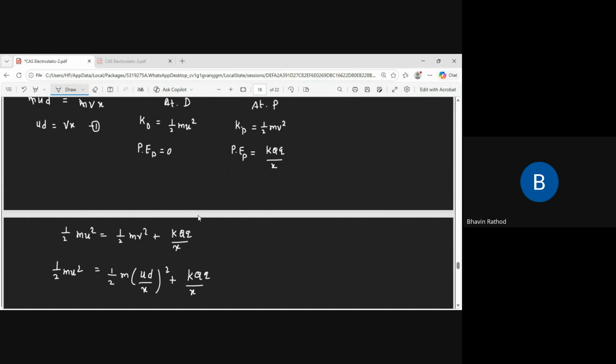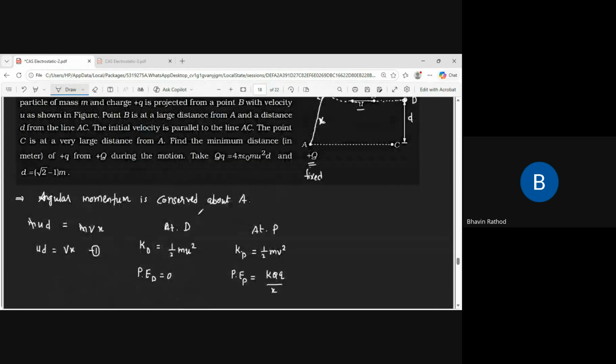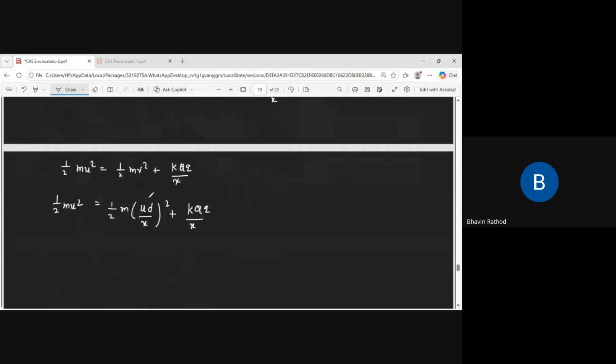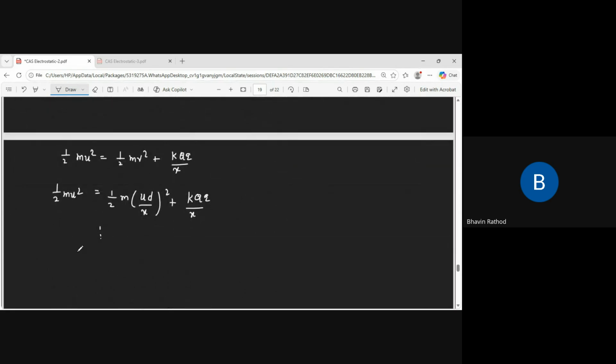Information wise, we are also given that d is root 2 minus 1, and from this we can say that kQq is equal to mu squared d. So we can use these two in our calculations to find the x value. After everything is said and done, the final answer is 1 meter.